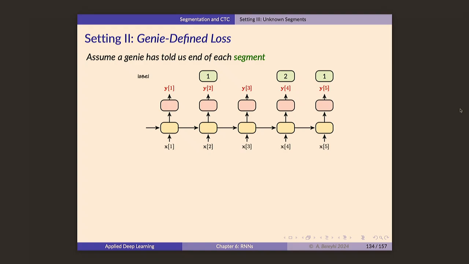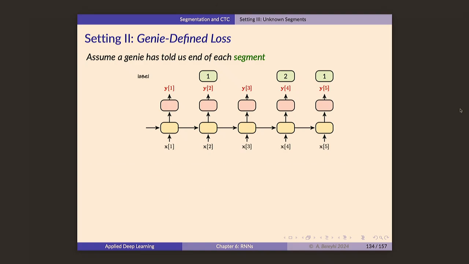Okay, shall we go on? Great. So now let's first start with the genied case, right? And what is the genied case? In this case, we assume that there exists one genie, and the genie tells us where the segment is. So it's going to tell us to put the first label here, second label there, last label there.